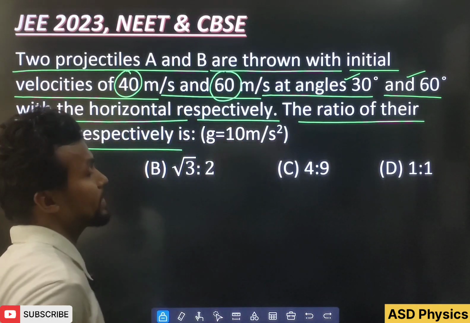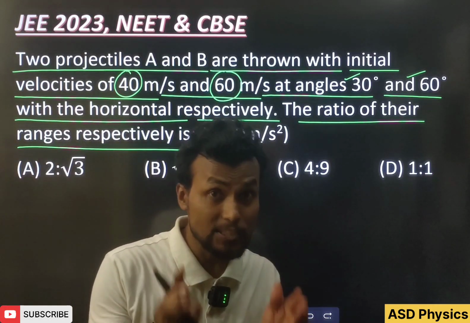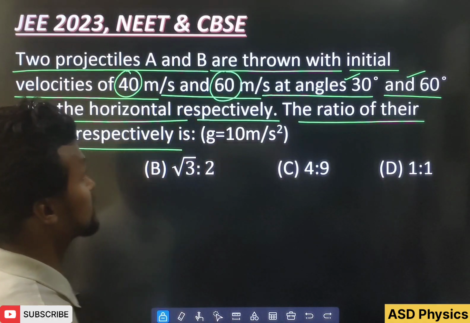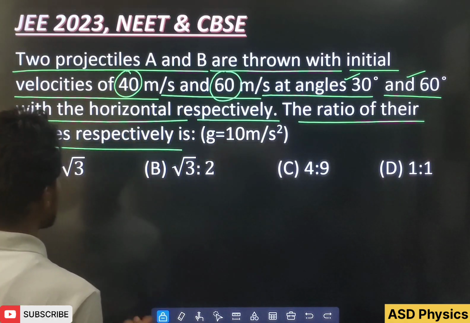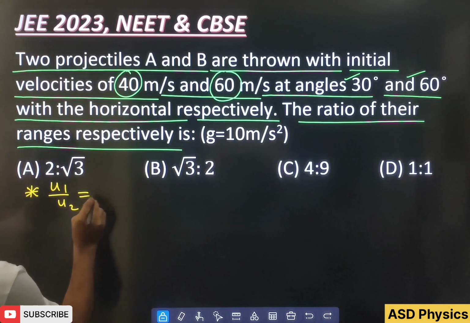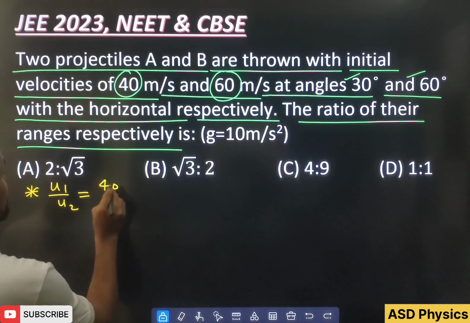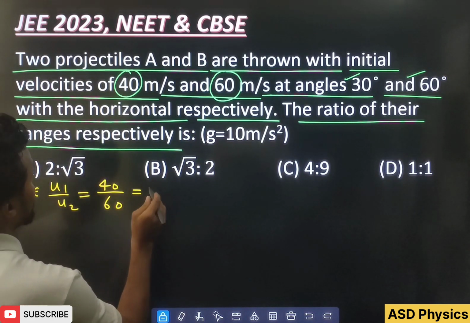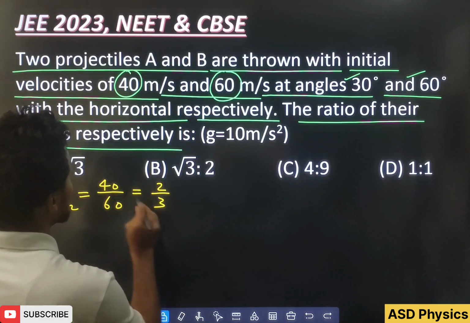For equal range at complementary angles, speed should be same, but here what is there? The speeds are different. That means this will not work out here. Okay, so see here, please, what speed ratio is given here? Speed ratio u1 by u2, see, 40 by 60, or we can write here 2 by 3.